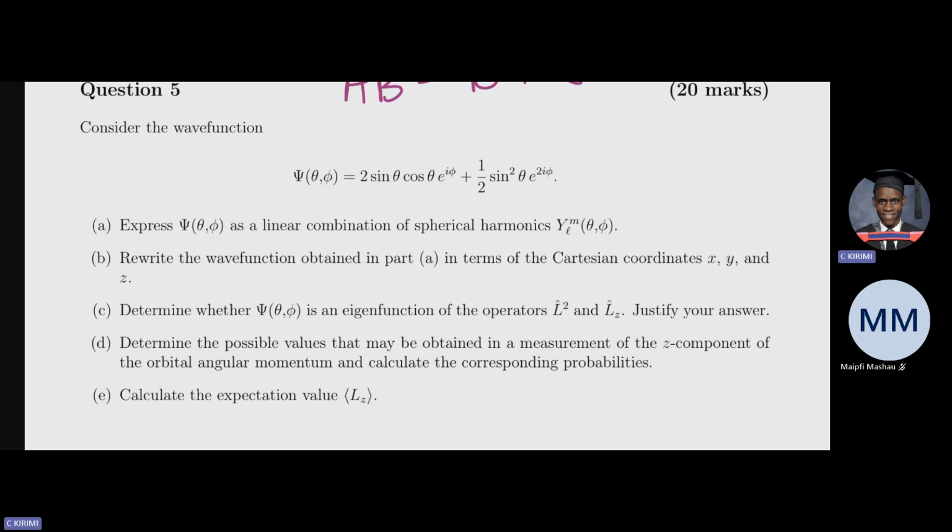It is given by 2 sine theta cos theta e to the power i phi plus half sine squared theta e to the power 2 i phi. So express psi of theta, phi as a linear combination of spherical harmonics. The linear combination of spherical harmonics. What are spherical harmonics?